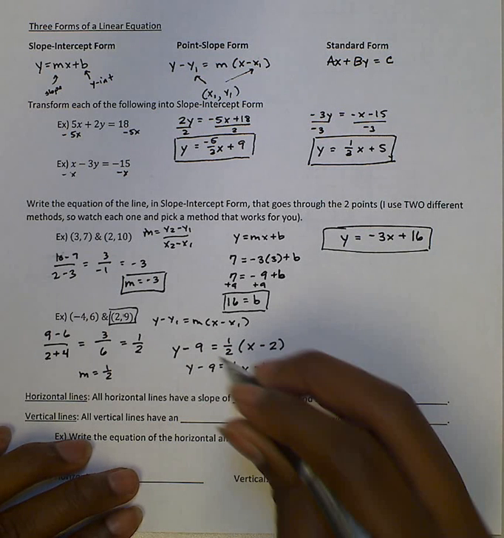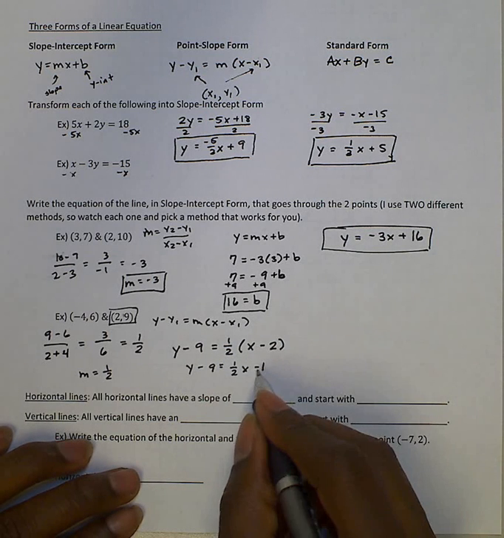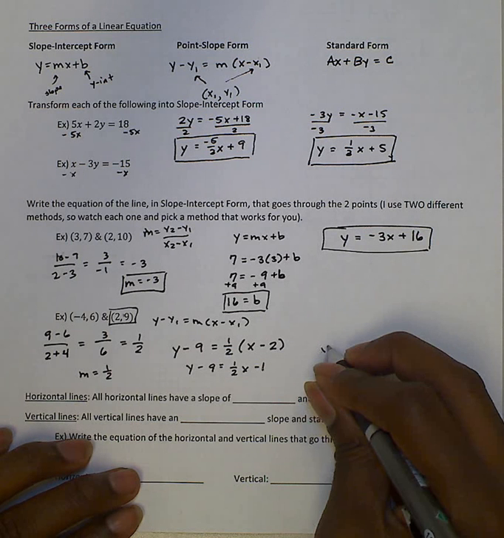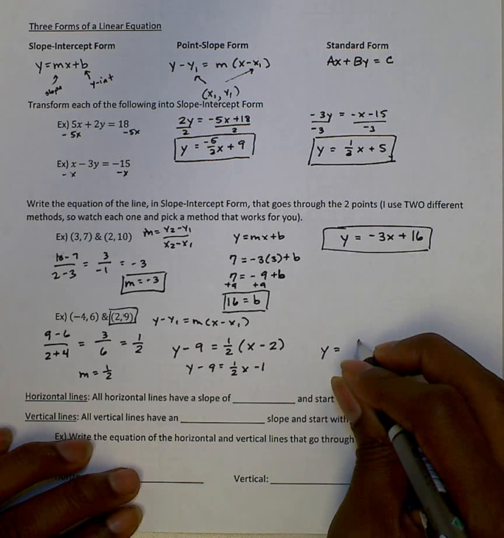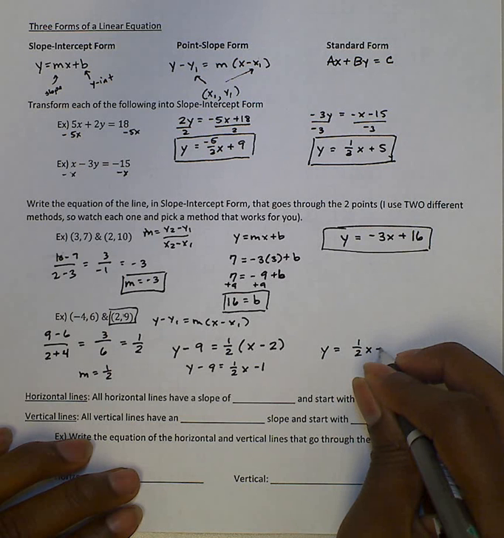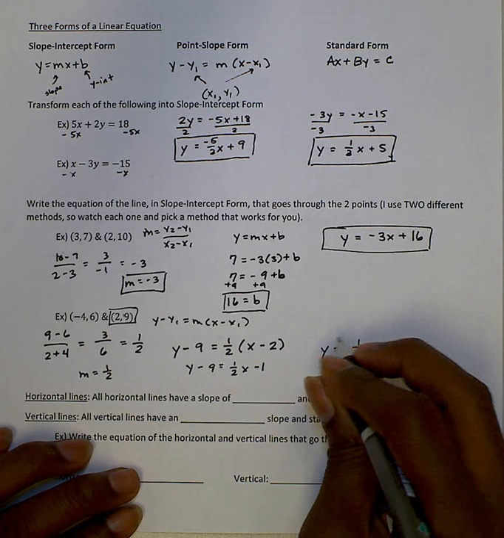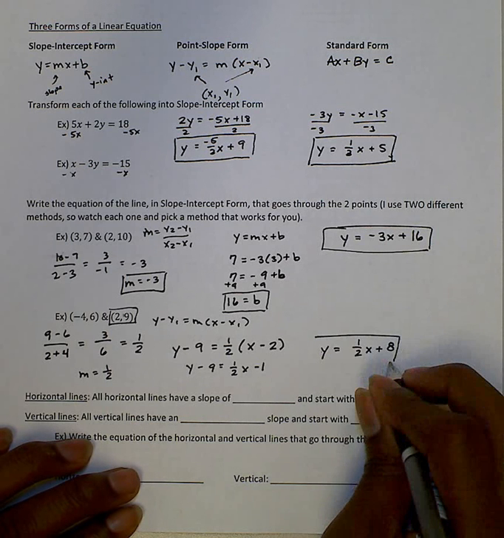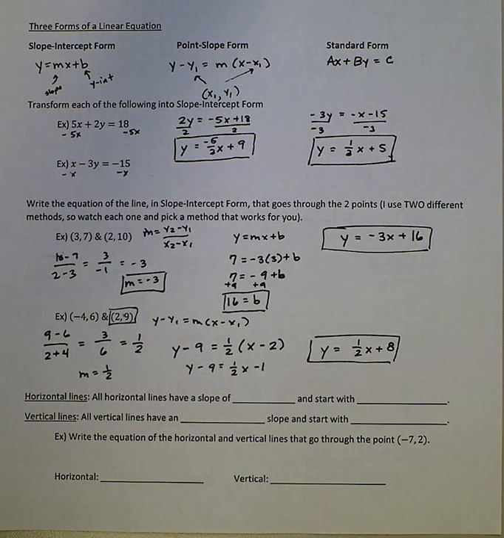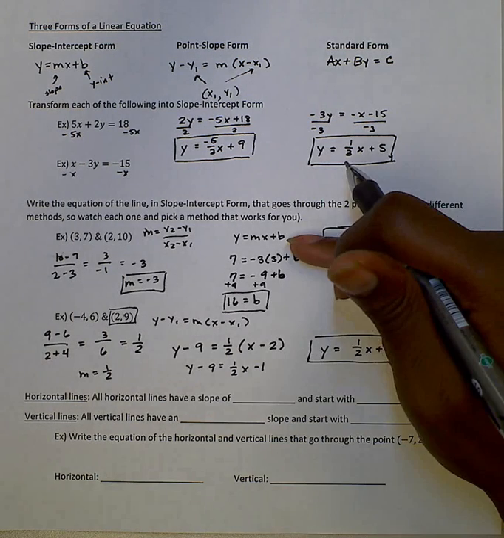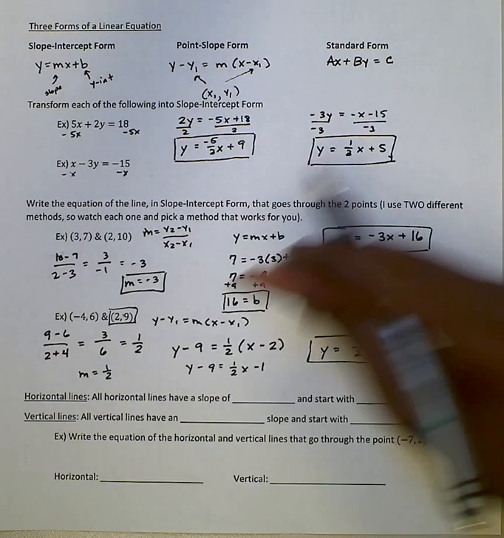And then I have to add 9 to both sides. So my final answer should be y equals 1/2 x plus 8. Negative 1 plus 9 is 8. Okay, so there are two ways to do it. You can either use slope-intercept form or you can use point-slope form. It's fine, either way.